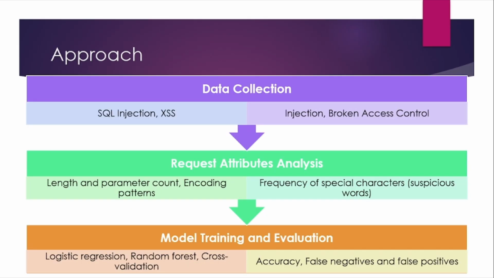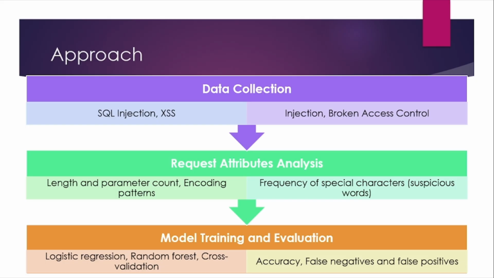How will this model work? First of all, we have to gather data. We are going to create malicious prompts. We are going to attack OWASP Juice Shop with SQL injections and cross-site scripting attacks. Specifically, we are going to take a look at DOM-based attacks, then injection and broken access control.